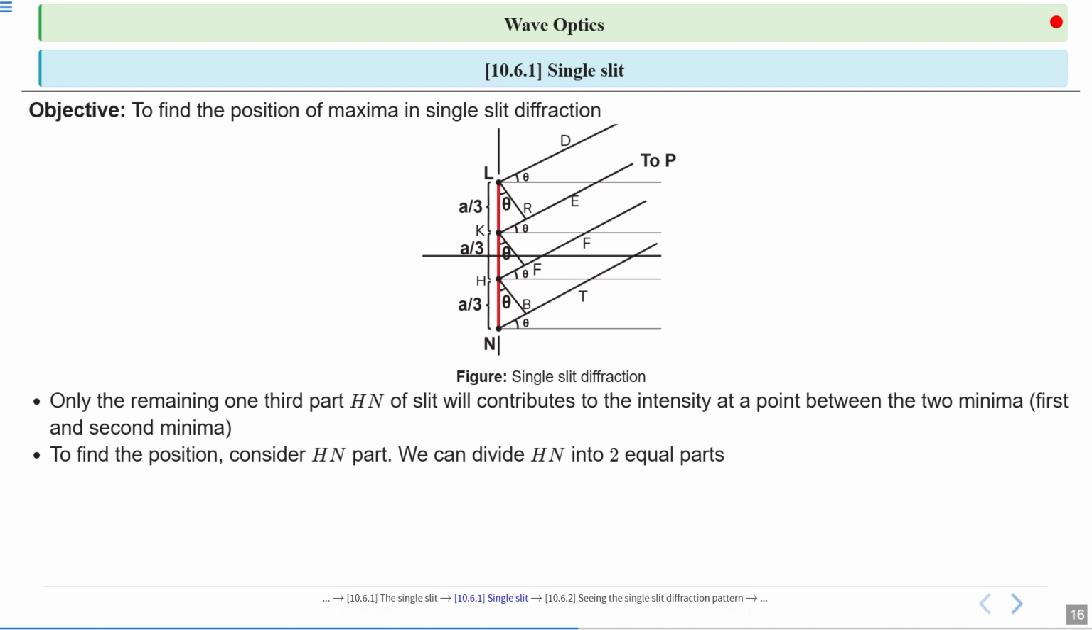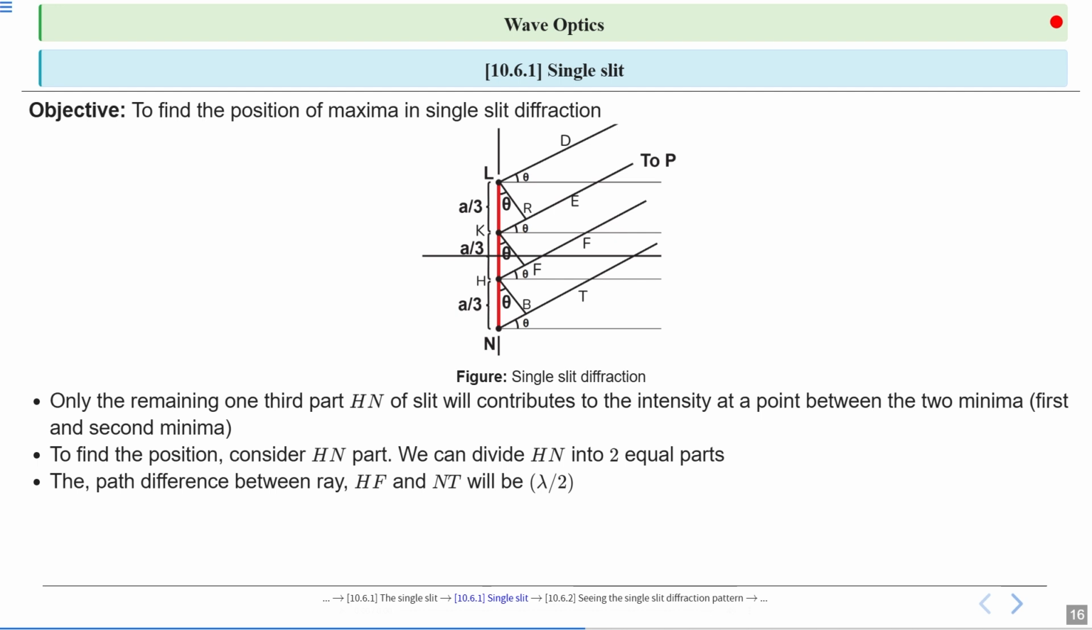We can divide this section into two equal parts. Further, we are dividing HN into two equal parts. This division is important because it allows us to analyze the path difference between the waves originating from these sections, which is key to understanding the interference pattern.